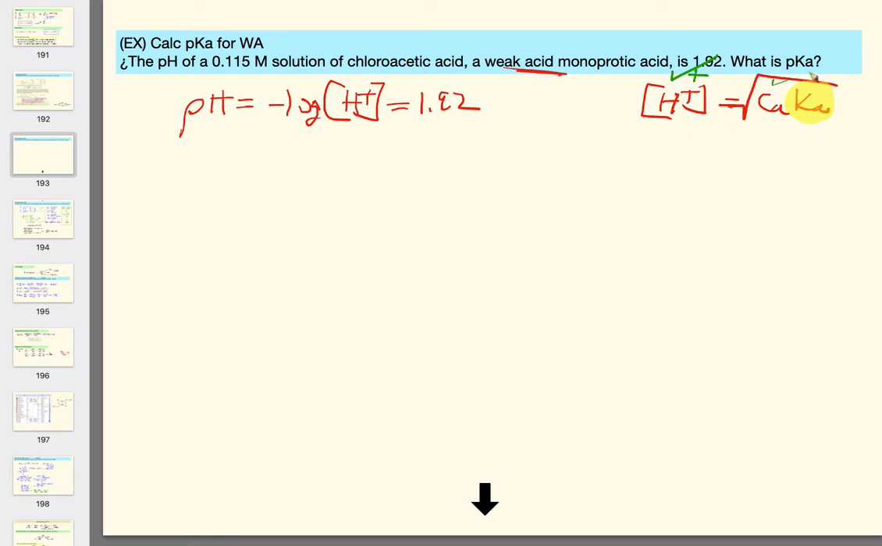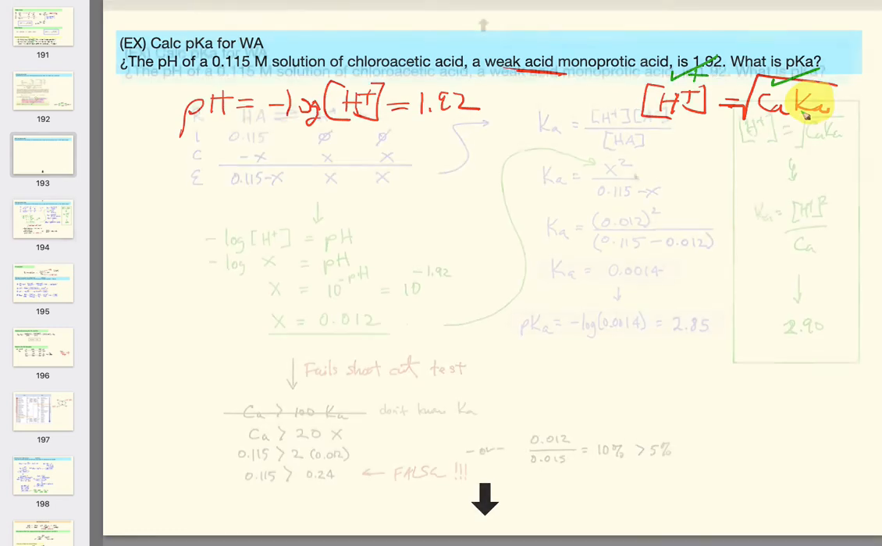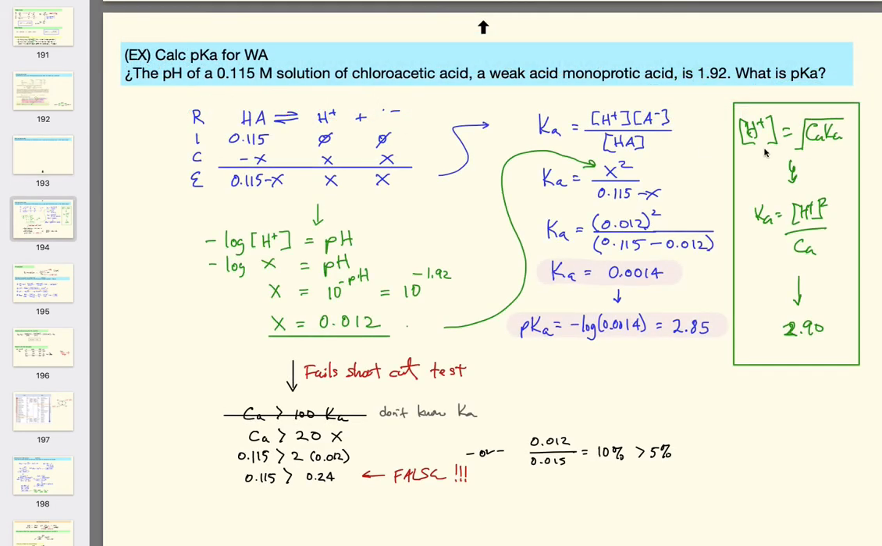Yep, that's given. Ka, just a very simple matter of solving this. So let me continue with the problem and just show you what we just did. Without plugging the numbers in, we rearranged this and solved for K, and then we took the minus log of this, and that gave us a calculated pKa.